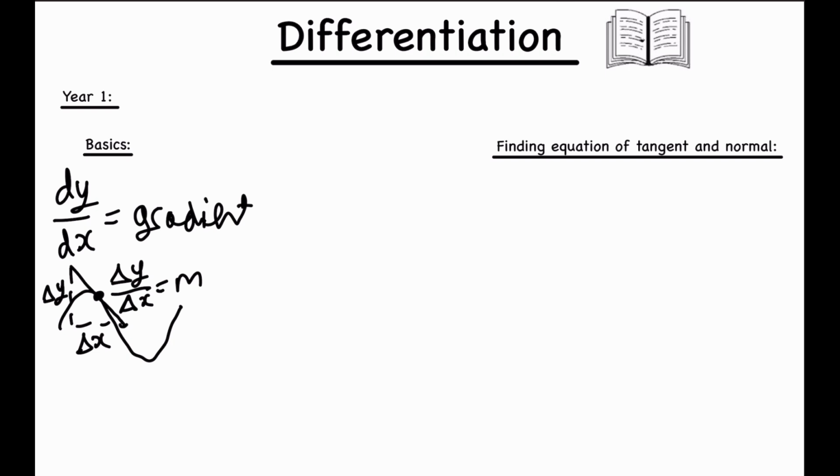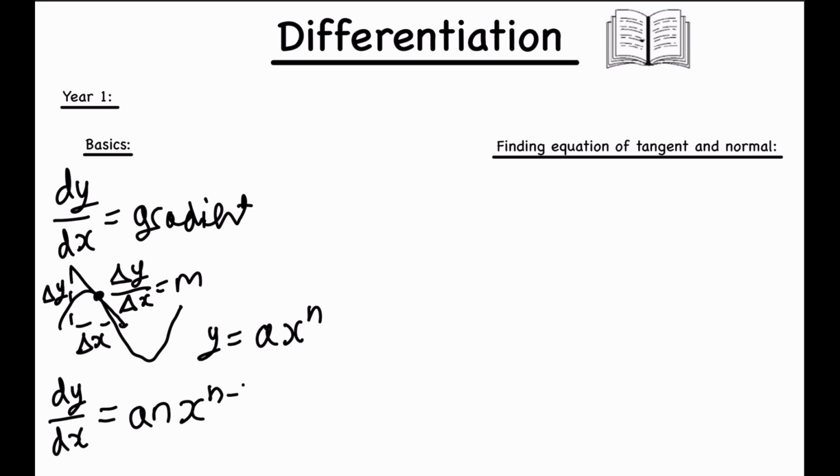And to do differentiation to find dy over dx, if you have a function of y that looks something like this, y is equal to ax^n, to differentiate it, you will get a times n times x to the power of n minus 1. So you would multiply the power by the coefficient, and then subtract 1 from the power.